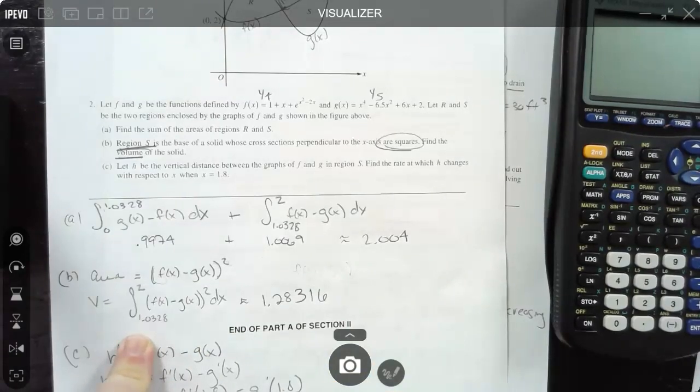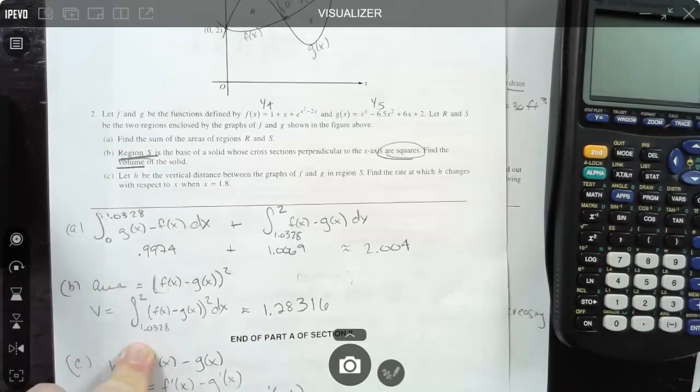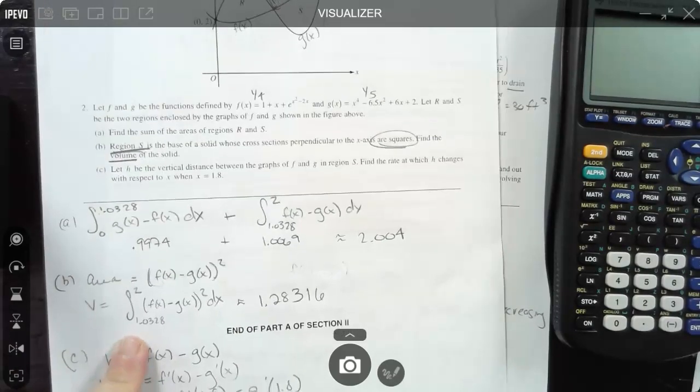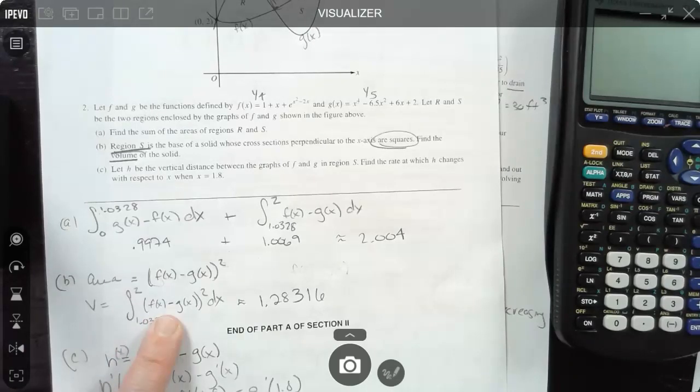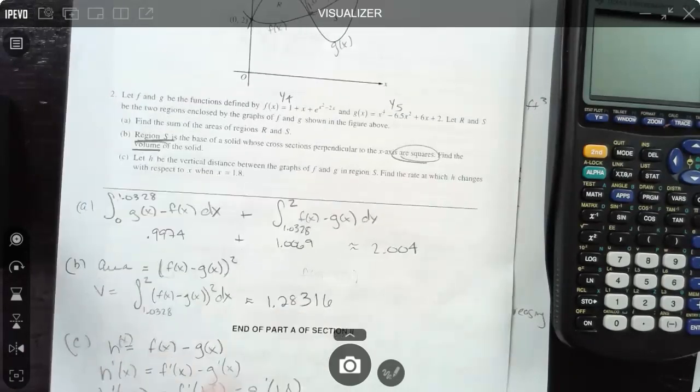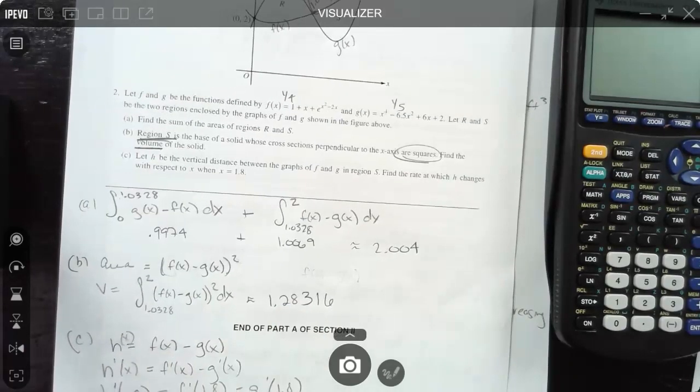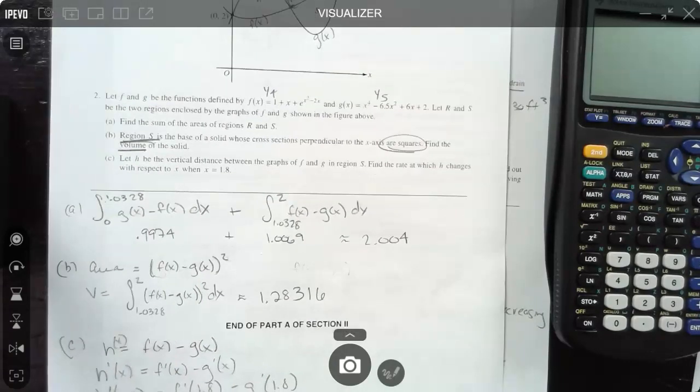Well, you might not have gotten any points on that one. Sorry, 2 points. This one was 3 points. 2 points for the integrand, 1 point for the answer. Those are 3 points.